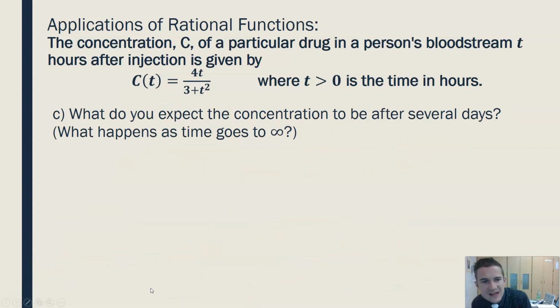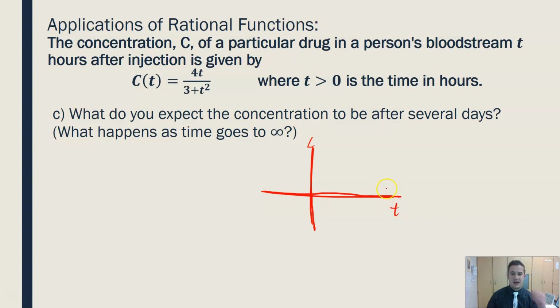Okay, last type of problem we're going to see with these real-world rational functions. It says, what do you expect the concentration to be after several days? So what happens as time goes to infinity? On my graph, if I had the concentration as my y-axis and the time as my x-axis, we're trying to find, as time gets really, really big, as time goes on and on, or as time goes to the right here, what's going to happen to the concentration of this drug?